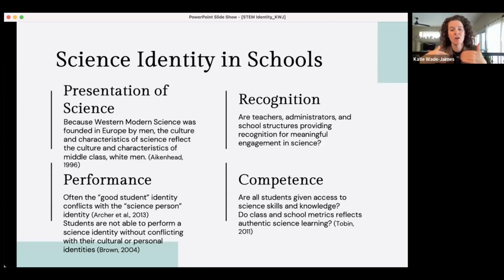And then finally, are all students given access to science skills and knowledge? And whatever we're measuring, does that actually reflect authentic science learning? So for instance, if our metric for competence is a standardized test or a vocabulary quiz, does that actually reflect being able to participate in science? Is that preparing our students to perform well in science in the future?